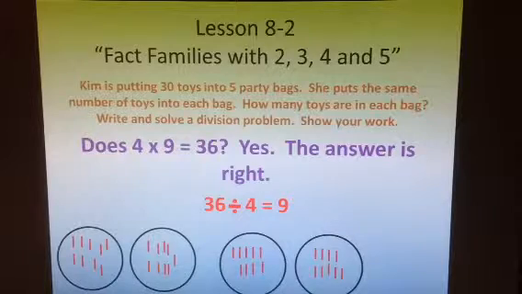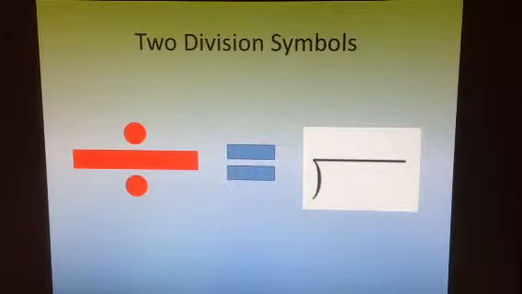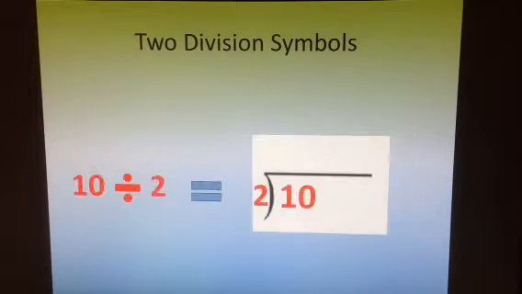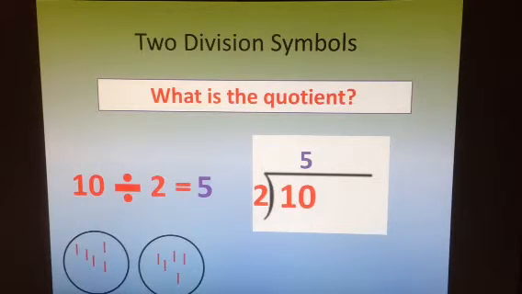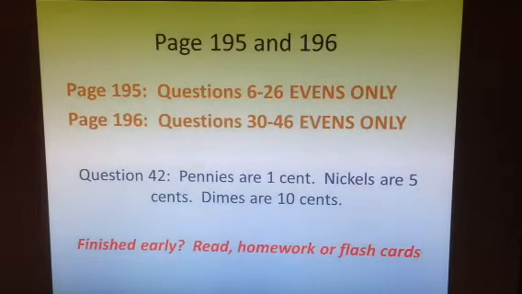The answer's right. We talked about the 2 division symbols that we're going to see in the book today and how they mean the same thing. Talked about where the divisor and the dividend get placed in the division problem. And that was it for today.